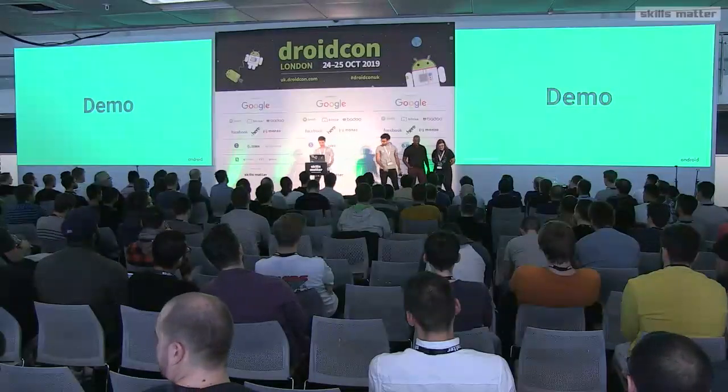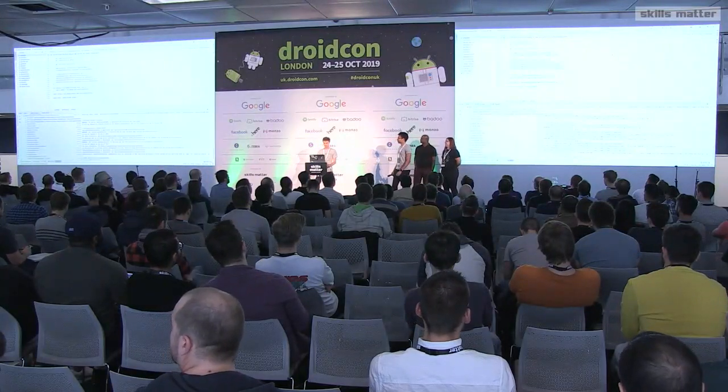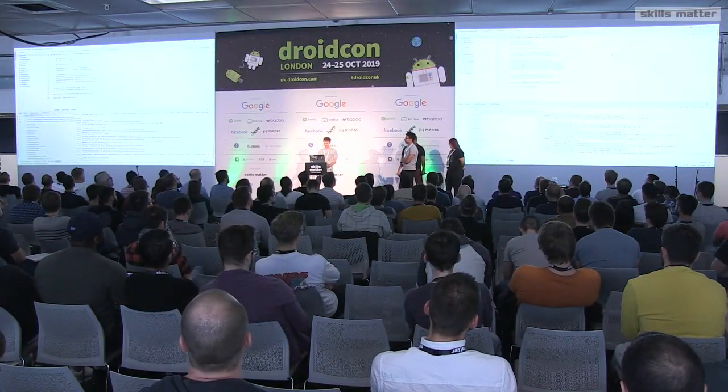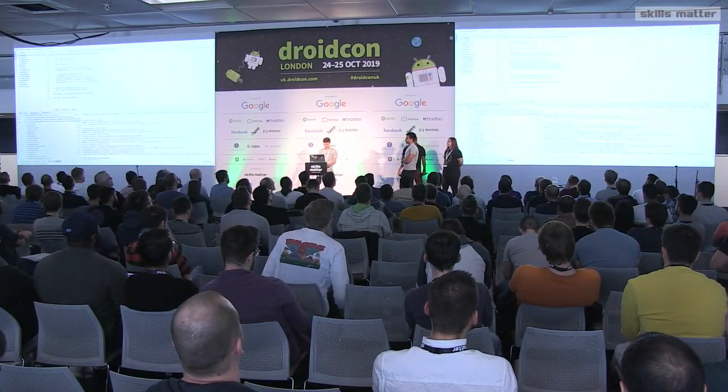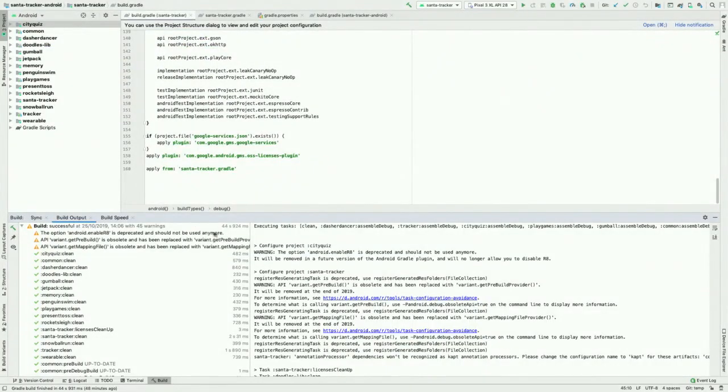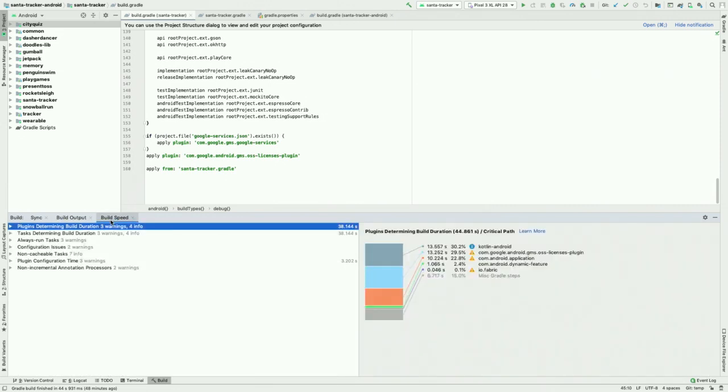Hi. So here I have built our Santa tracker app, slightly modified, and we see that it took 45 seconds. But how do you know what you can work on to improve the speed? With our new tool, each build will generate a detailed report to help with this, and you can see it on the new build speed tab.